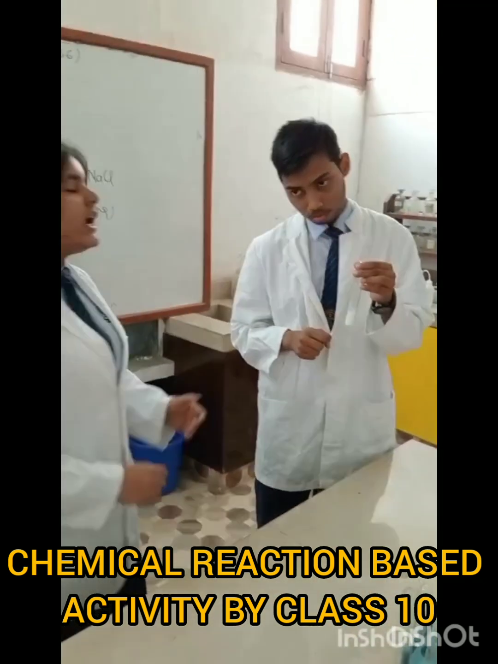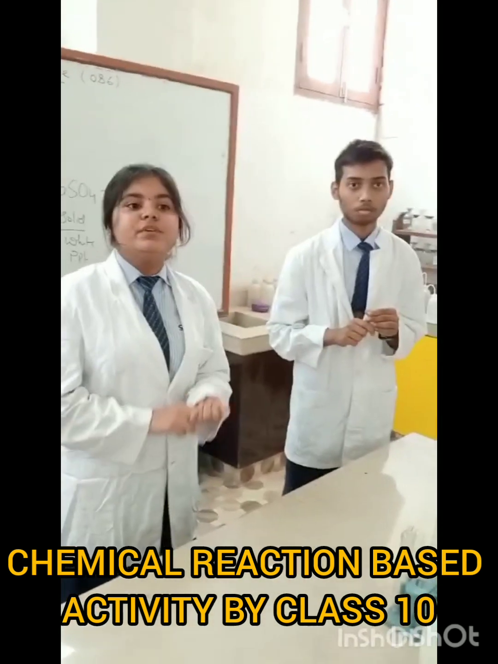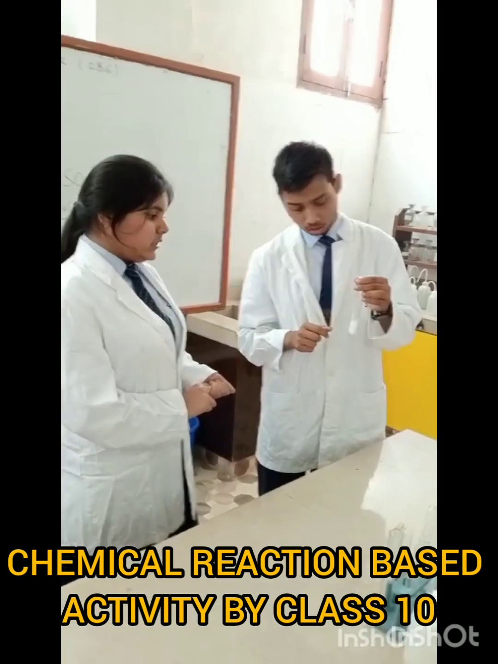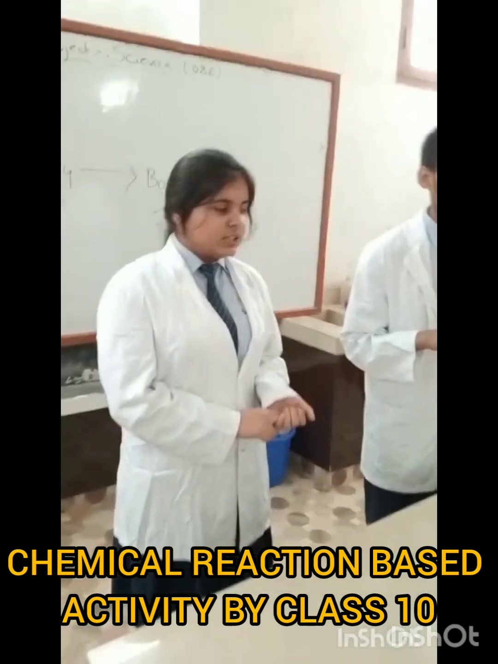So how do we know that it is a chemical reaction? It is defined by the characteristics of a chemical reaction. In this reaction there are two characteristics which we observe: there is a change in color and there is a formation of precipitate. These two characteristics are true.